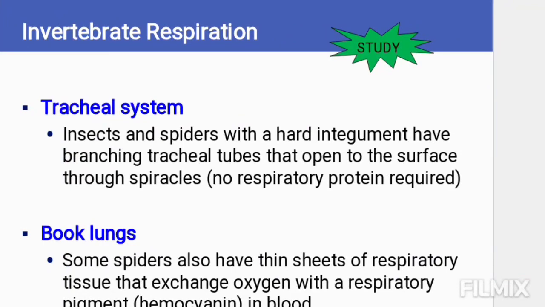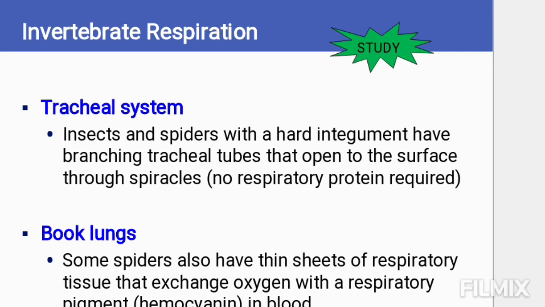Then next, the tracheal system. Insects and spiders with a hard integument have branching tracheal tubes that open to the surface through spiracles. No respiratory protein is required.